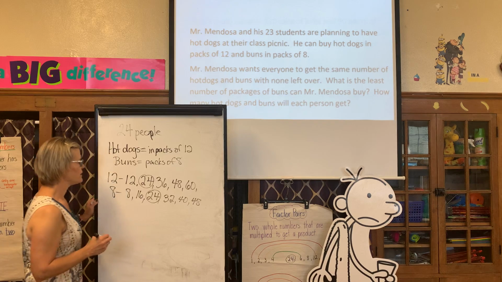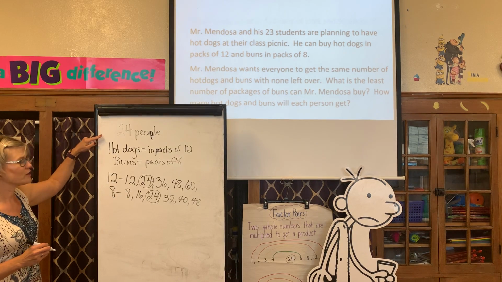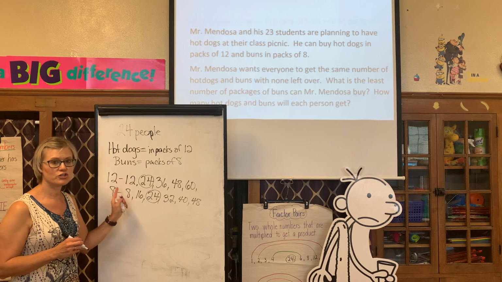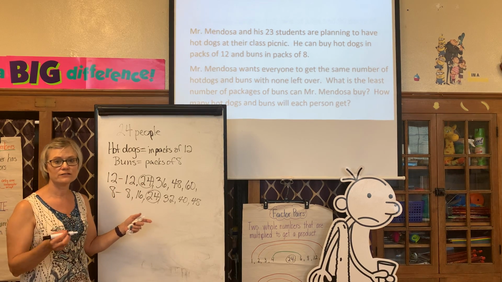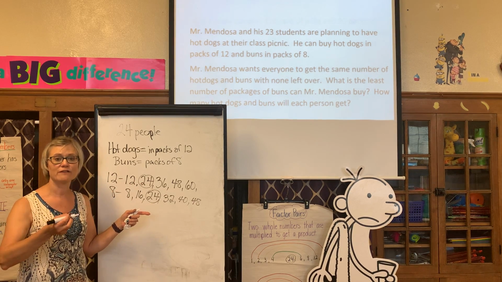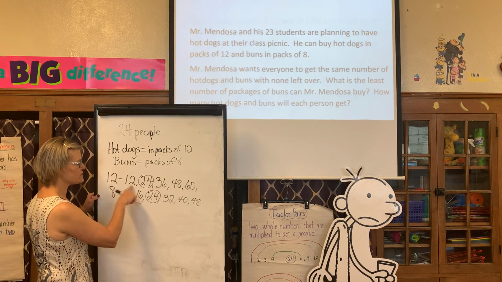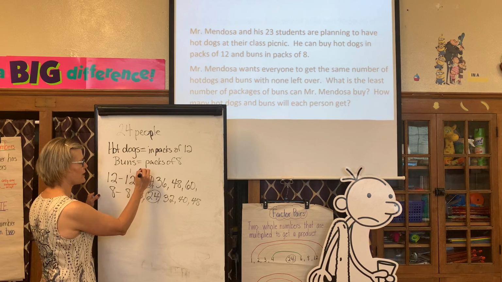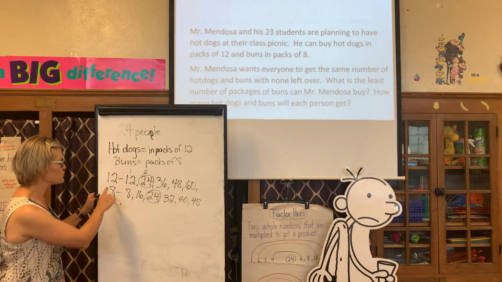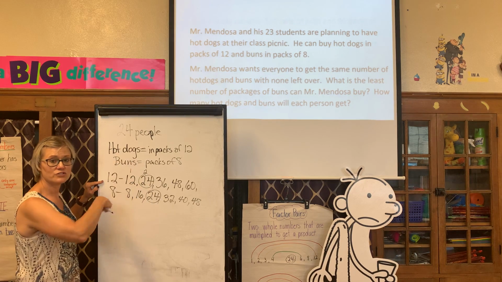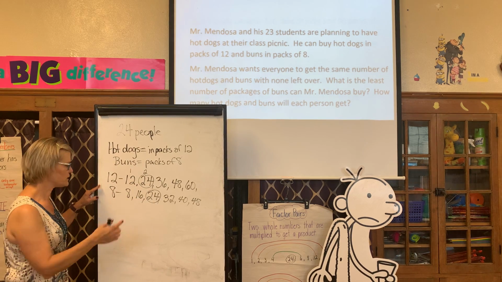And take a look at that. There are 24 people, and when we buy a certain amount of packs, that yields enough for everybody to have 1 hot dog and 1 hot dog bun. So let's take a look here. This would be 1 pack, this would be 2 packs. So we've got 2 packs of the hot dogs that he needs to purchase. So that's what he needs to write down for his grocery list.